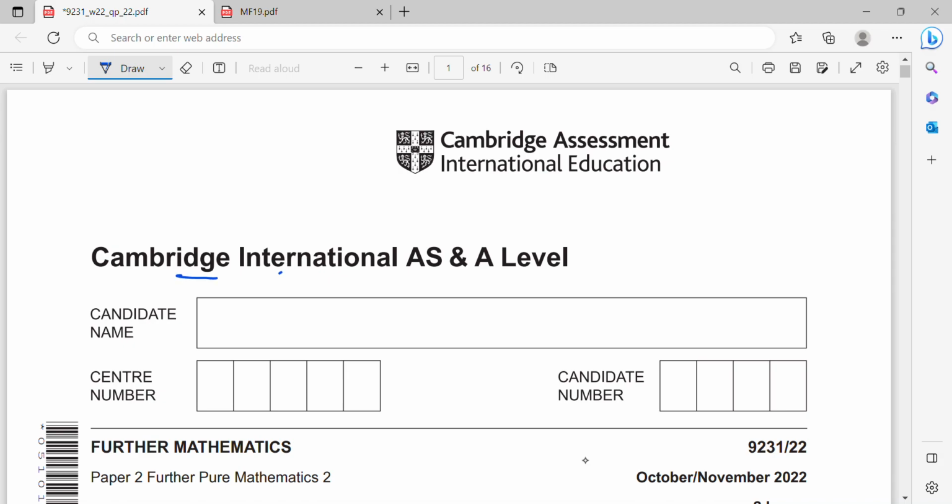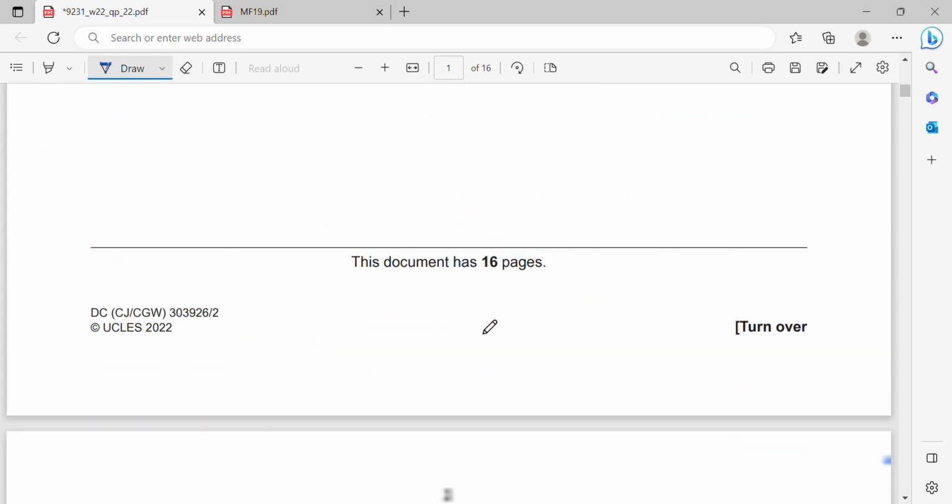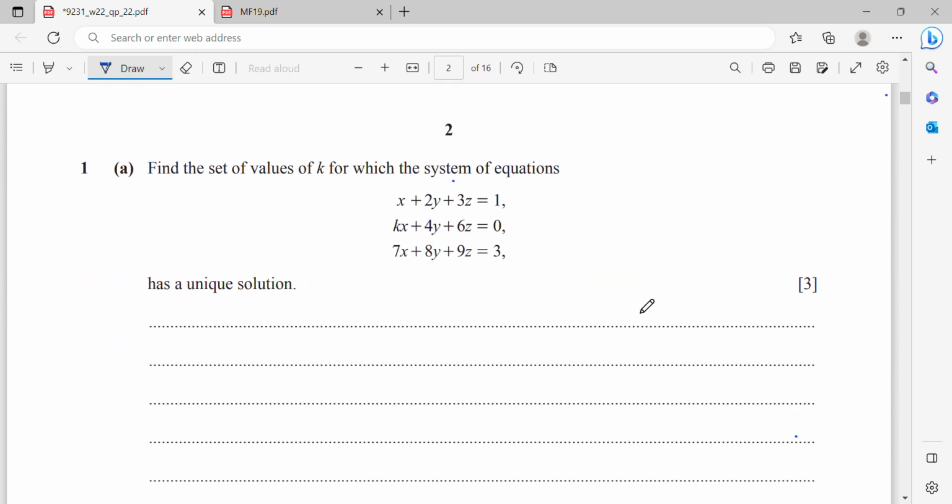This is Cambridge International AS and A-Level Further Mathematics Paper 2 for October-November 2022, and the code is 9231/22. In this video, I'm going to show you the solution for question 1 and question 2. Now let's move on to question 1.